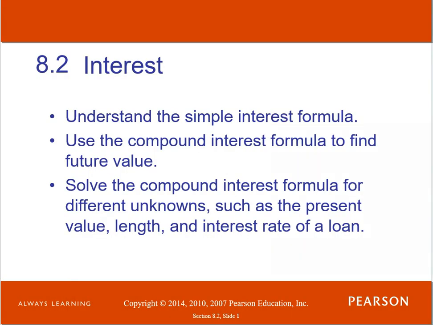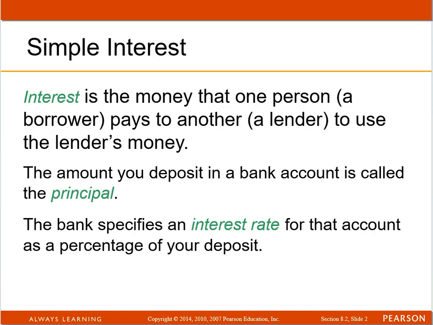Here we are. Interest. Okay, interest is the money that one person pays to another to use the lender's money. So you might be the lender or you might be the borrower, one or the other. But the amount of money that you're dealing with is called the principal. And then the interest rate is the percentage that you will either have to pay or you will get. Depends. Are you borrowing the money or are you loaning the money to the bank so that they can go and invest it? So interest, principal, and interest rate.